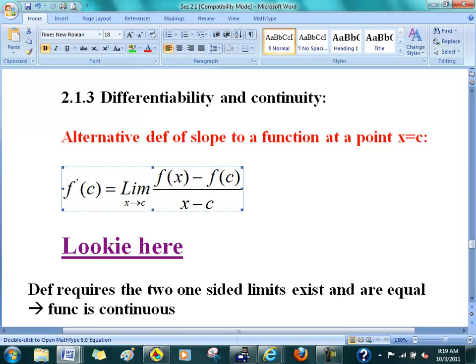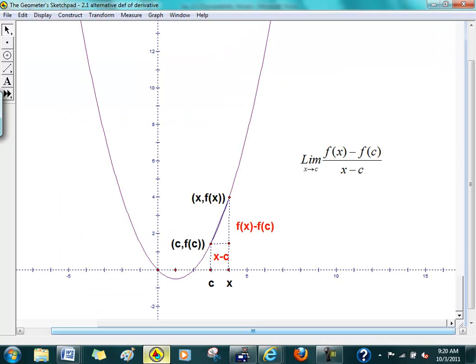Okay, is everybody there? So here's the diagram. Should be all too familiar. You spent a lot of time on it.